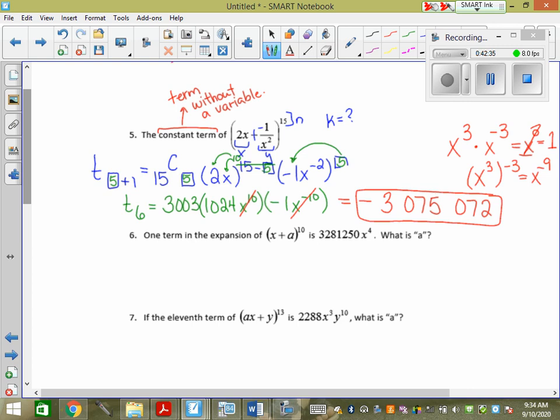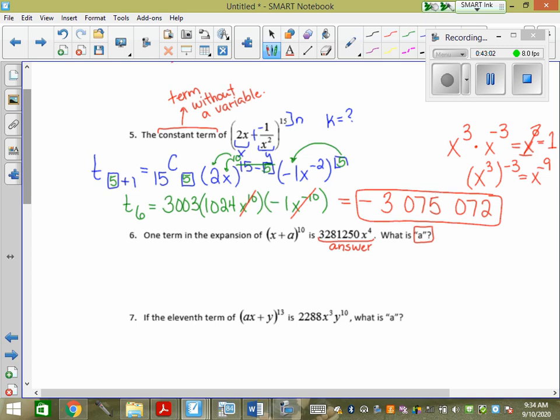Okay? So here it says, one term in the expansion of this, x plus a to the 10, is this. This is the answer. And they want us to find a. They want us to find out what a actually is in that binomial. Is it 7? Is it 10? Is it 4? Is it 8? Is it 3? We don't know. So let's fill in what we do know.